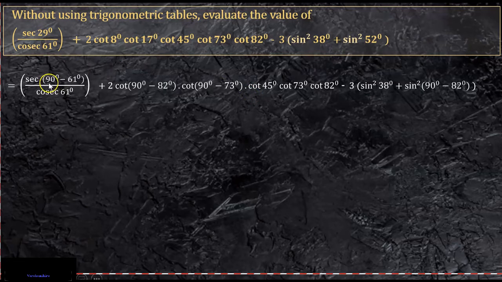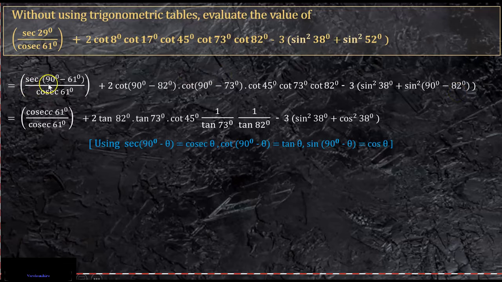So we have written 29 as 90 minus 61. Here also we have written 8 as 90 minus 82. 45 we are not changing. 17 also we have written as 90 minus 73, and others we are keeping the same. On this part we are changing: sin 38 degree is the same, and sin square 52 degree as 90 minus 38.